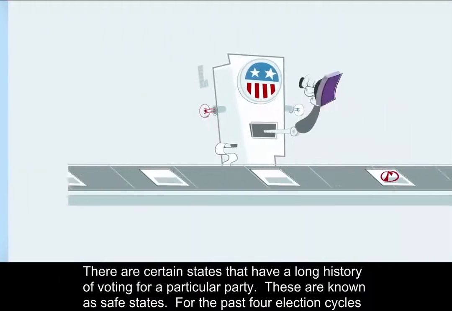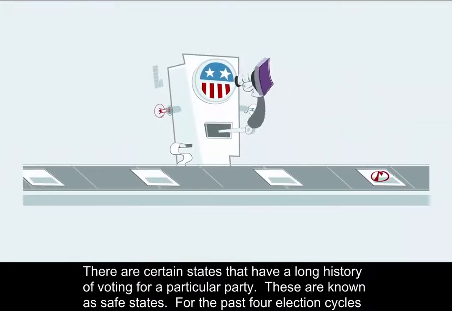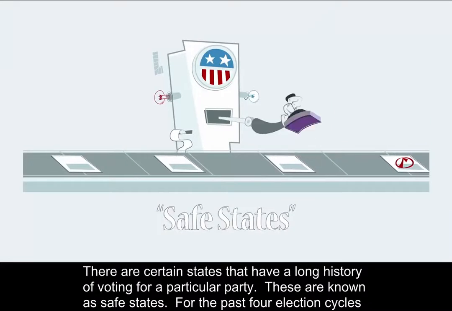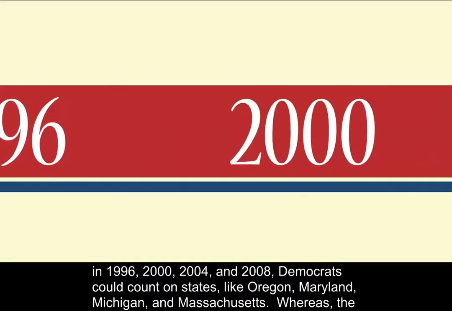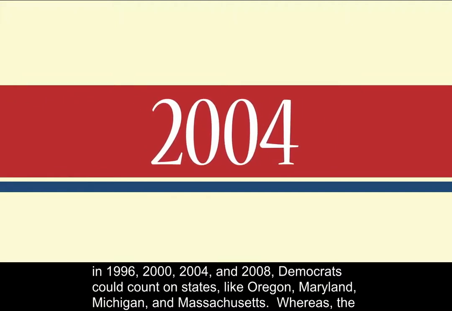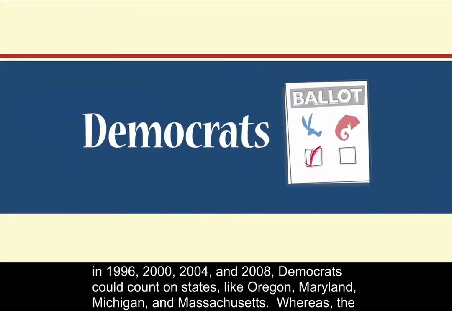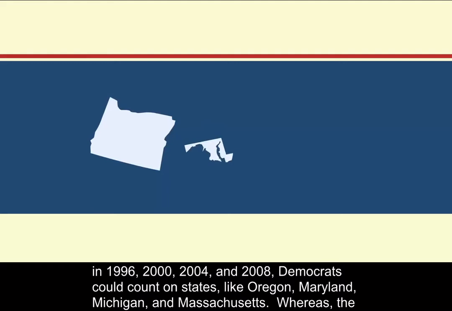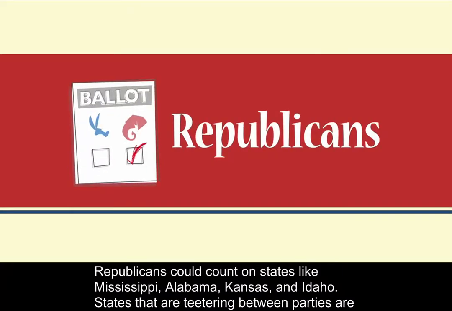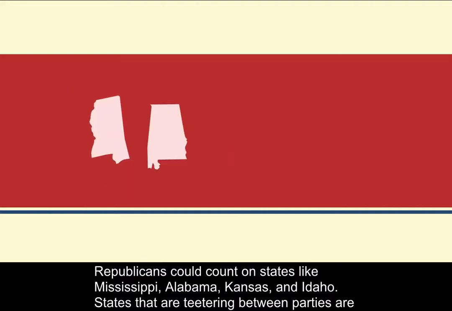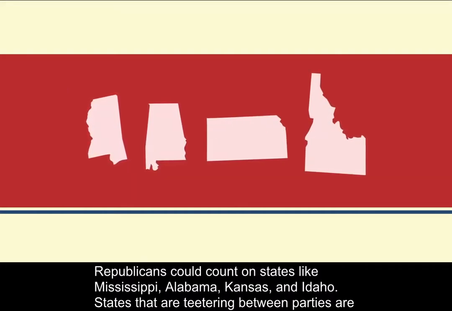There are certain states that have a long history of voting for a particular party. These are known as safe states. For the past 4 election cycles, in 1996, 2000, 2004, and 2008, Democrats could count on states like Oregon, Maryland, Michigan, and Massachusetts, whereas the Republicans could count on states like Mississippi, Alabama, Kansas, and Idaho.